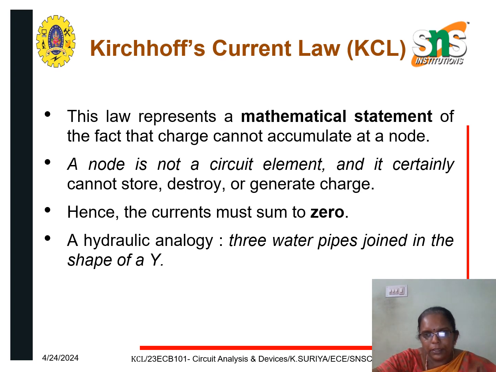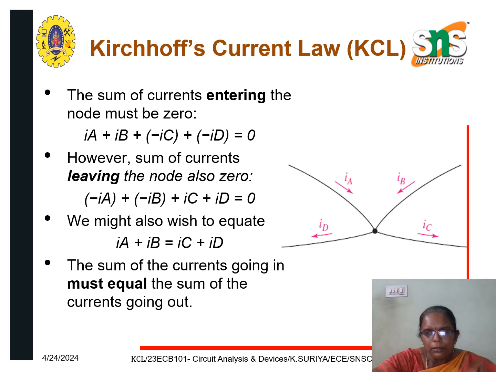So the three water pipes joined in a shape of a Y represents the hydraulic analogy. So this is a graphical representation of Kirchhoff's law. So in the diagram shown here, as you see, IA enters the node, IB enters the node, IC and ID leave the node. So the sum of the current entering the node is equal to sum of the current leaving the node.